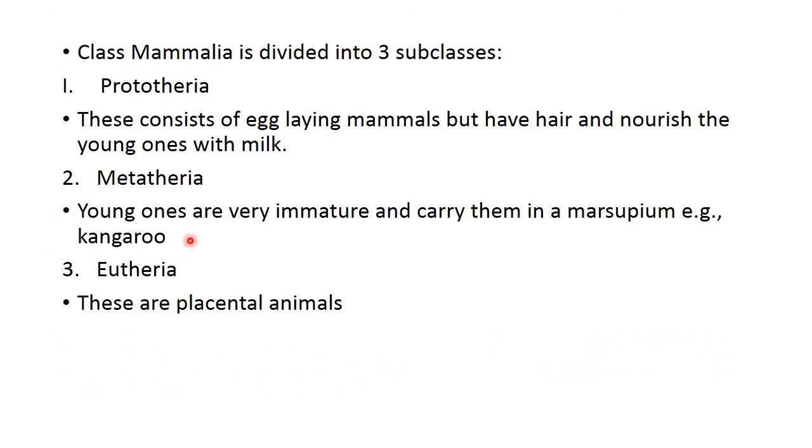Now this is just for your NEET exam, or sometimes they ask you in your board exams also, like write a few lines about Prototheria. So class Mammalia will be divided into three subclasses. First is Prototheria. Is group mein kya aate hain? Commonly inka kaun sa order hai? Monotremes. So ye consists hai egg laying mammals. Jisme abhi humne bola teeth are absent, but isme kaun se mammalian character hai? Hair hai, and they nourish the young ones with milk.